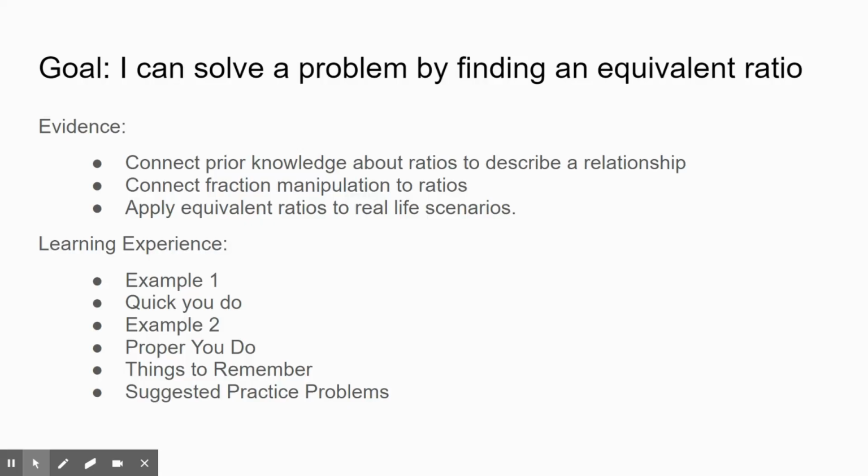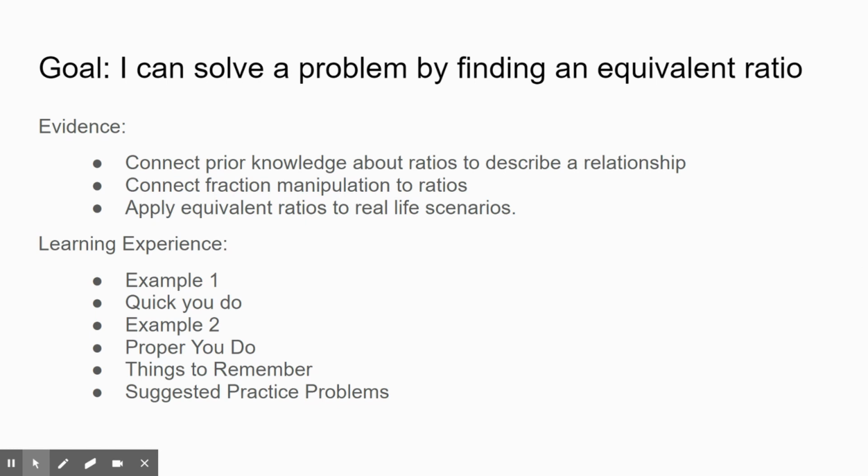In today's video, we are going to be solving a problem by finding an equivalent ratio. So in particular, we're going to talk about equivalent ratios. Evidence-wise, we're going to connect our prior knowledge about ratios to describe a relationship, just how do you make one.